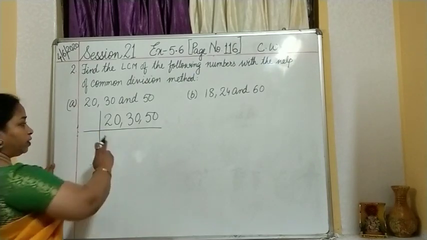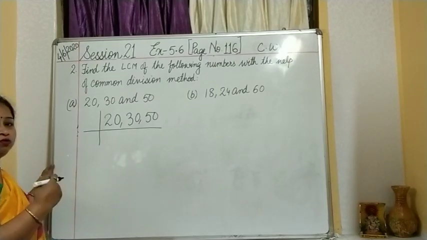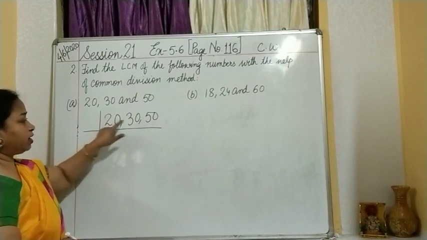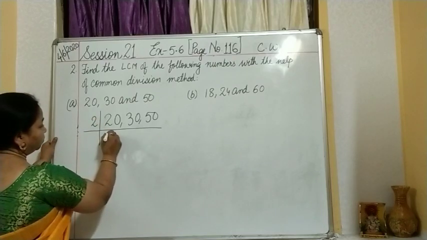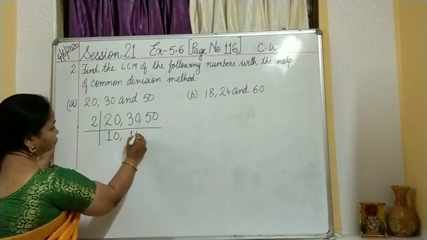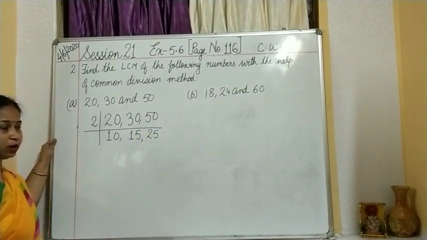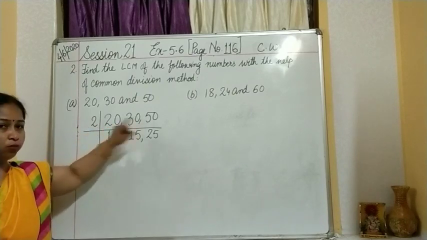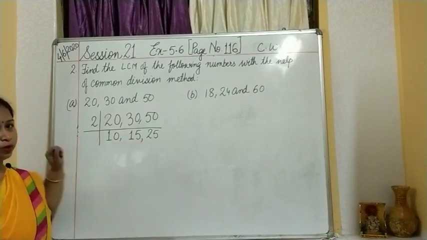So when we divide it in common, you will come to know as we move forward with the steps. The smallest prime number which divides all these 3 is 2. So I am going to take 2 over here. 2 10s are 20. Then 30 divided by 2, what will be the result? 15. 50 divided by 2, it will be 25. So you got a common factor, a prime number, which divides all the 3 given numbers. Now you are left with 10, 15 and 25.